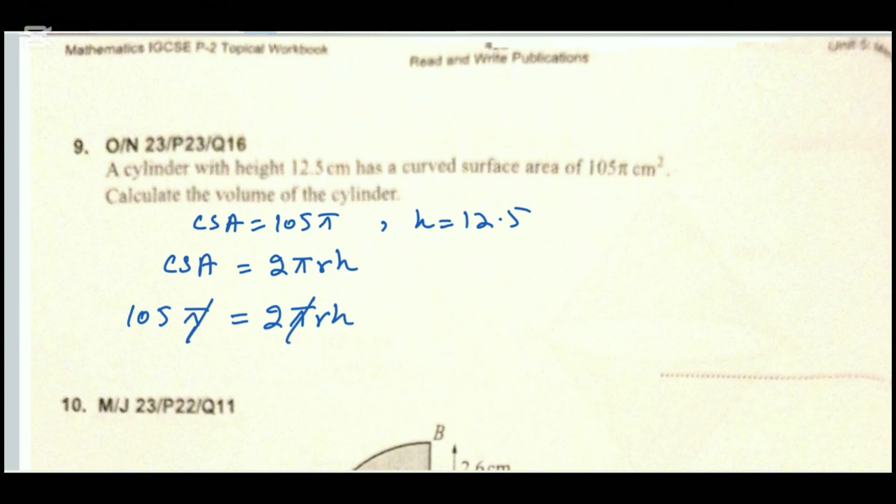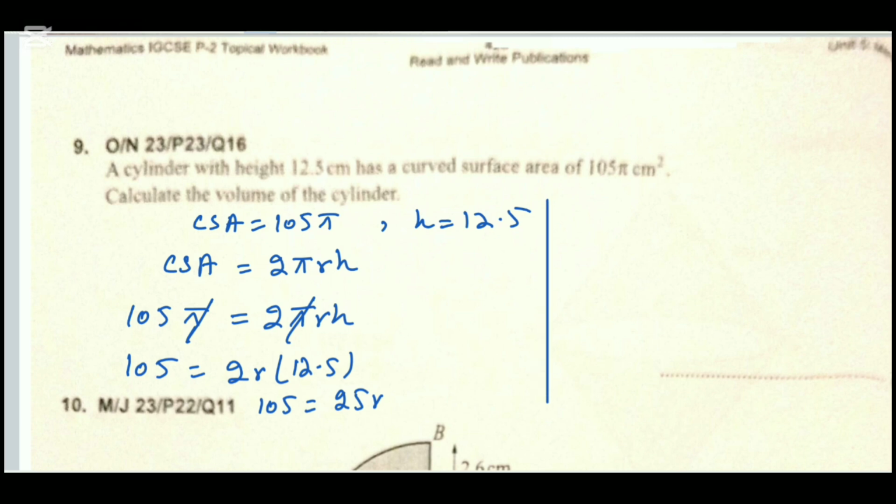Pi and pi will be cancelled. 105 is equal to 2 r and h is 12.5. So 105 is equal to 25 r. Now you can find r. r is equal to 105 over 25, that is 4.2 centimeter.